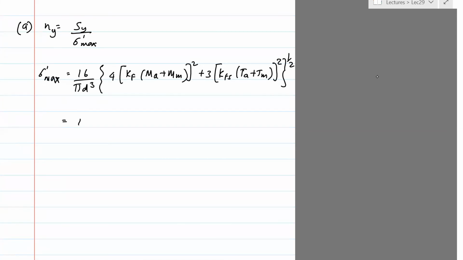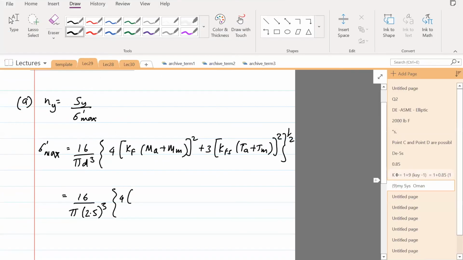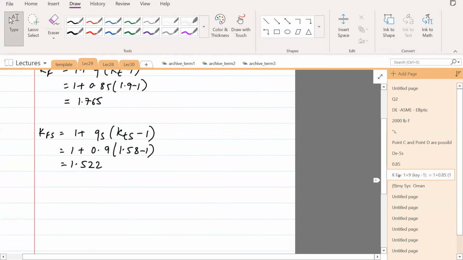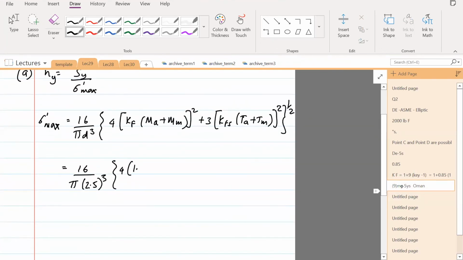And so this will come out to be 16 divided by pi. Now we need to substitute for d, and we have two choices. D is 2.5 or 5, but since the smaller diameter has a higher stress, we use the smaller diameter. So 2.5 is the smaller of the two. For KF, forget what I wrote for KF. KF is 1.765. MM we know is 0, and then we know that TA is 0.